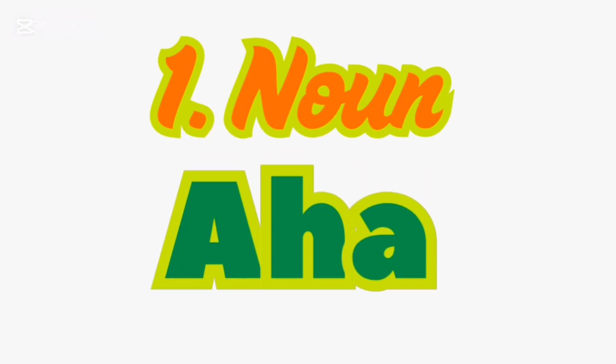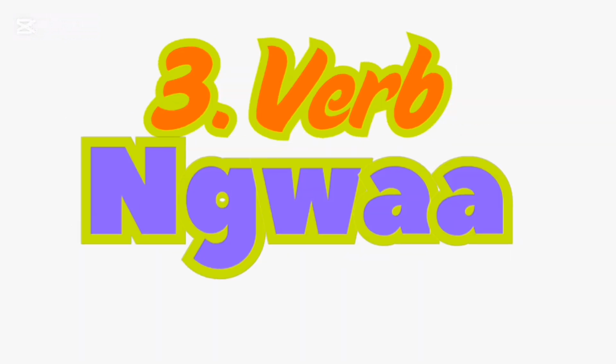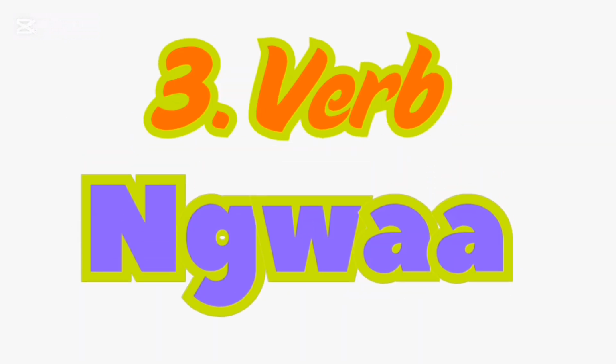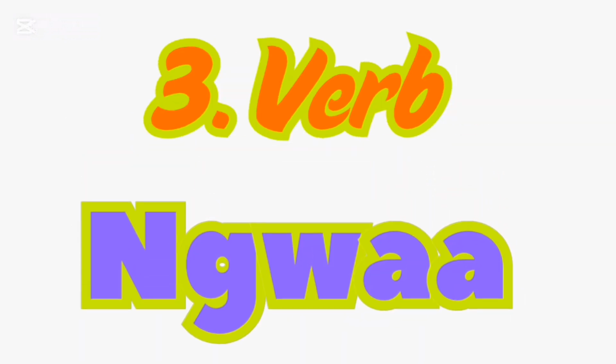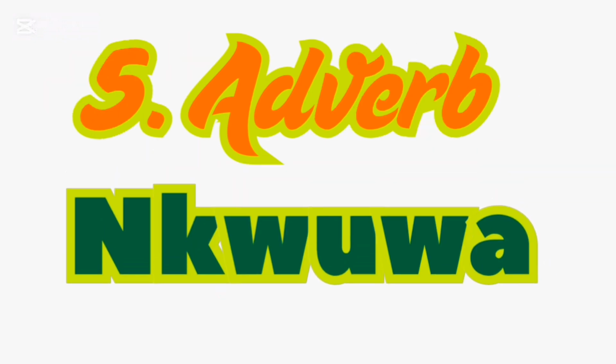Number 1, noun called aha. Number 2, pronoun is called nochi aha. Number 3, verb is called ngwa. Number 4, adjective is called nkowa aha. Number 5, adverb is called nkuwa.